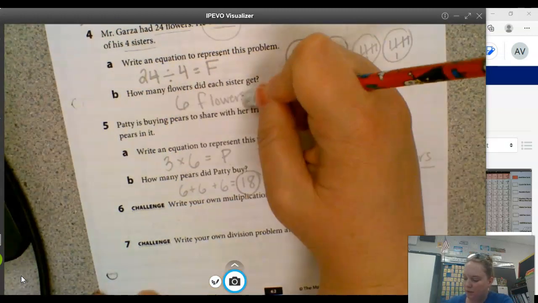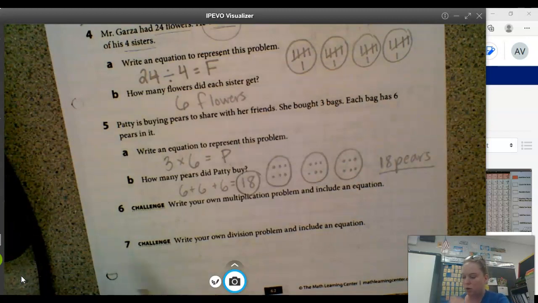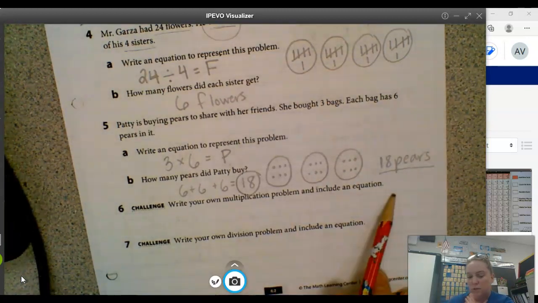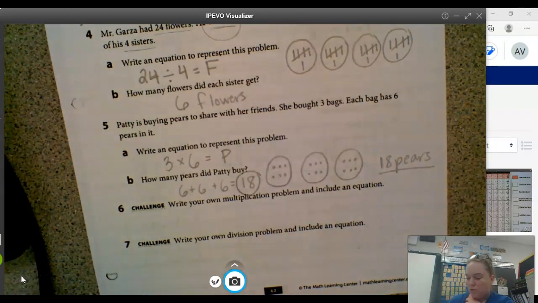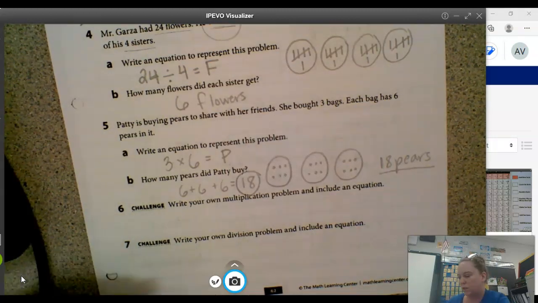Okay. Now the challenge is to write your own multiplication problem with an equation and your own division problem with an equation, and then I want you to find someone in your family and make them solve it.